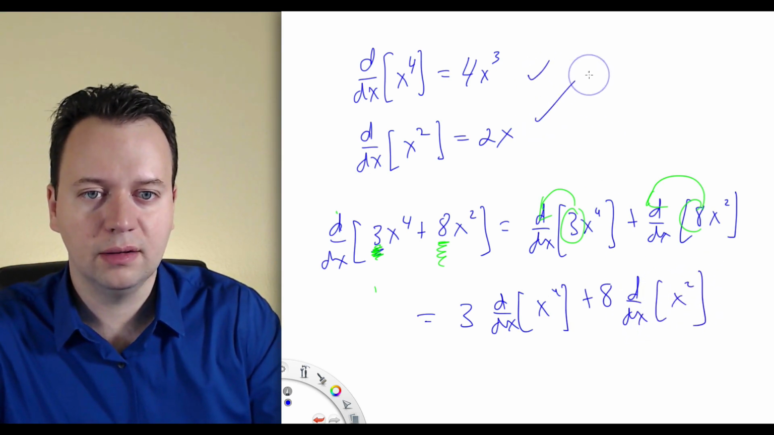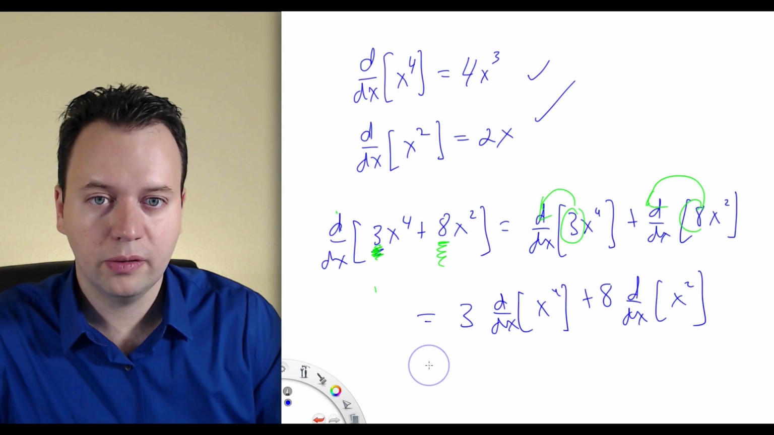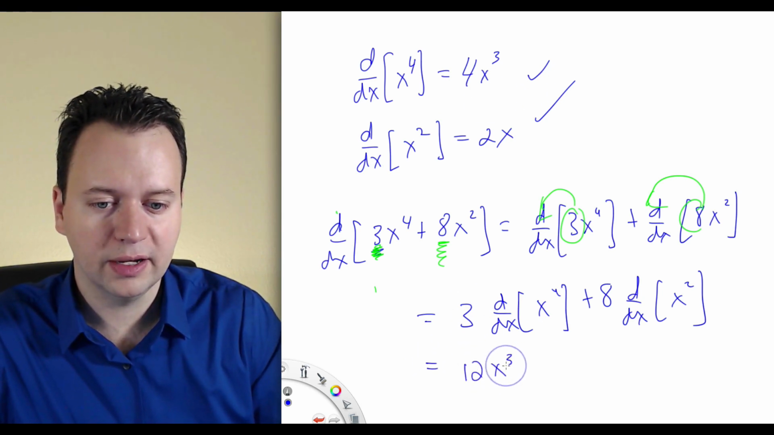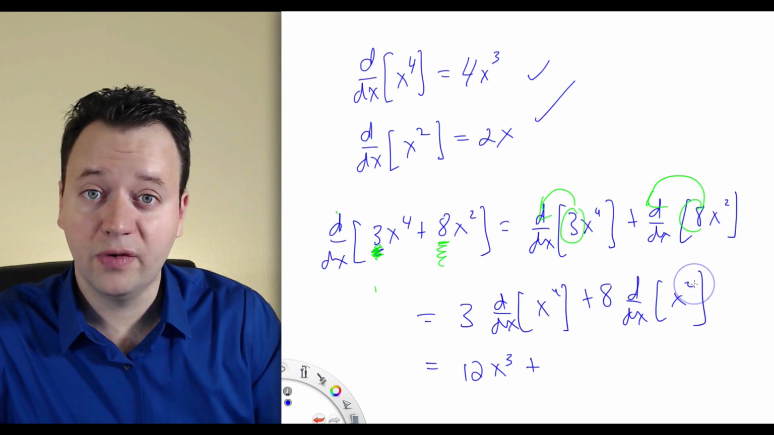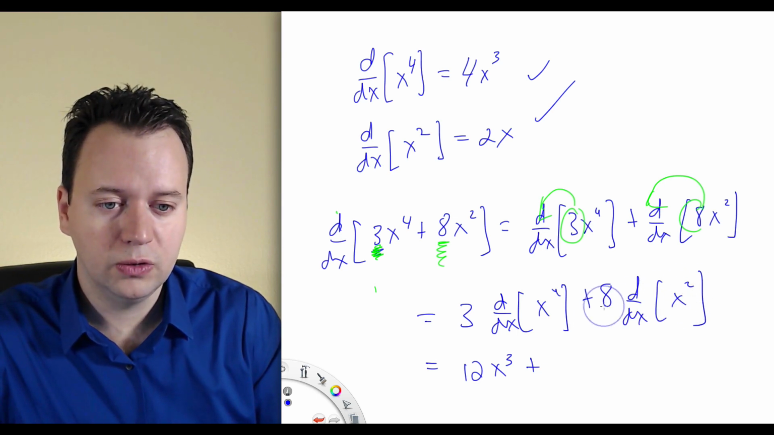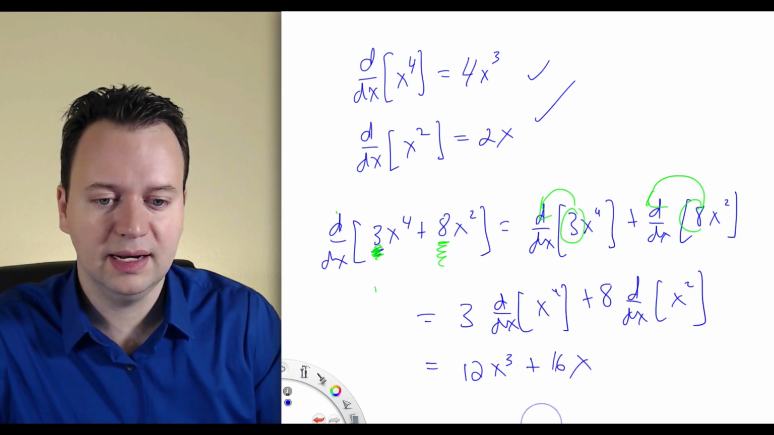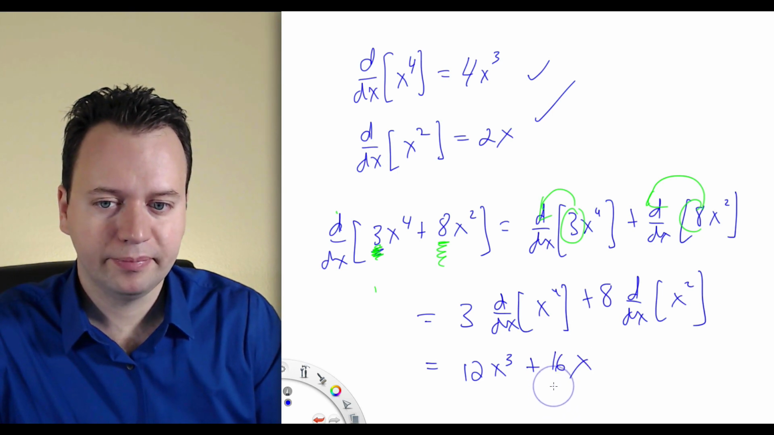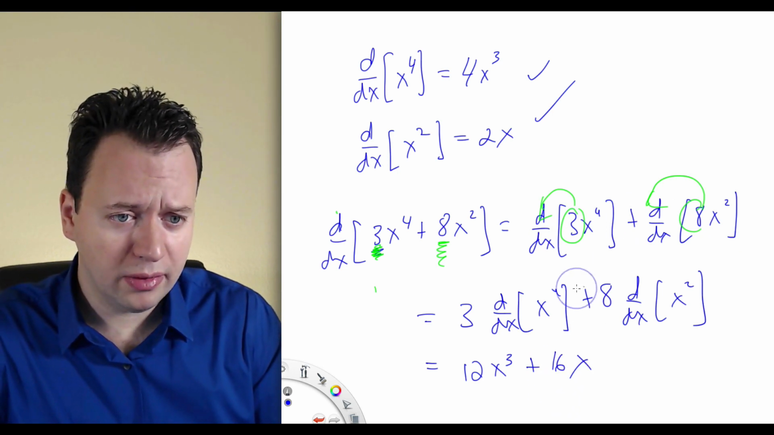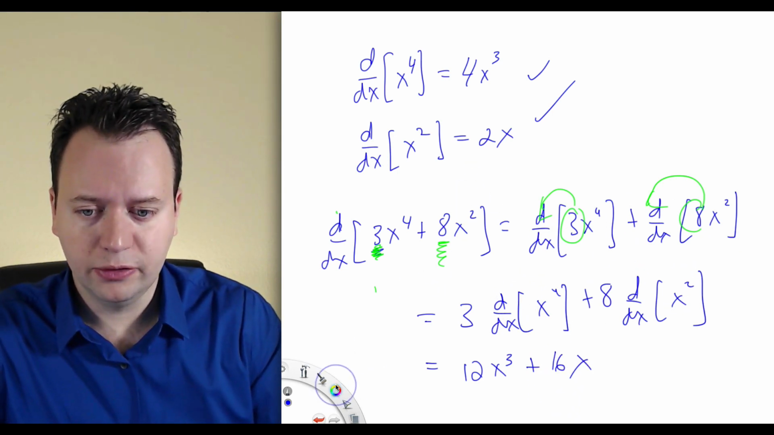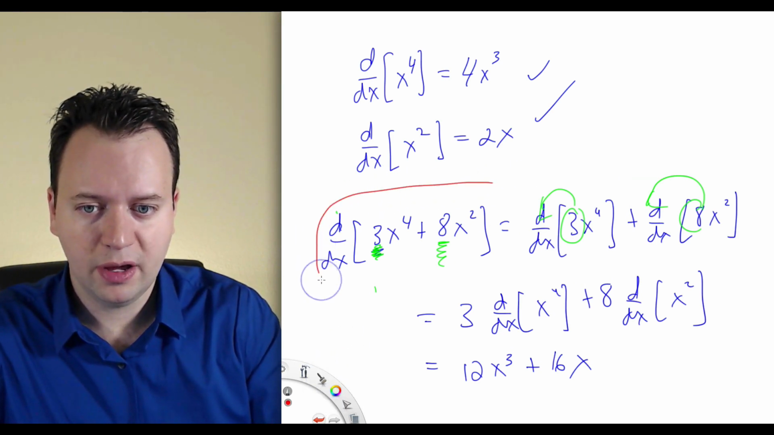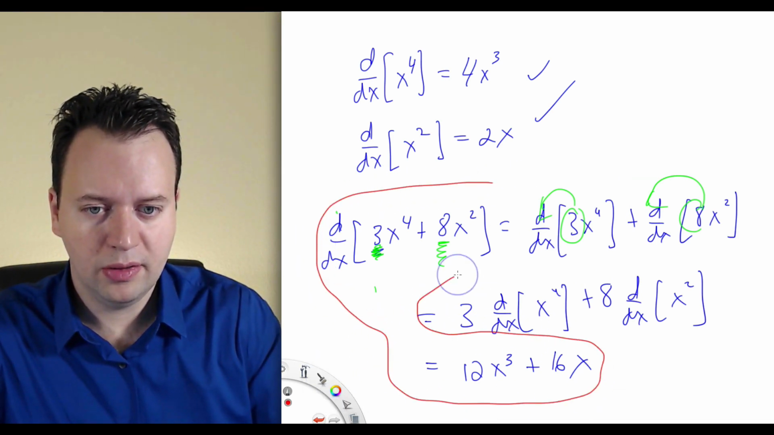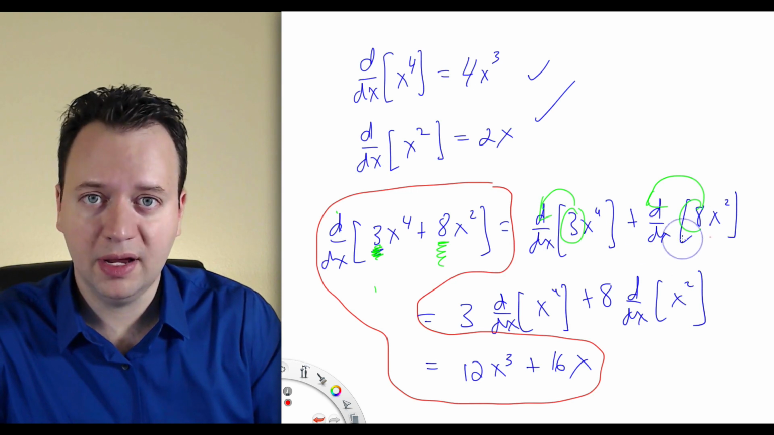Now, given the derivative of x to the fourth is 4x cubed, 4 times 3 is 12, so we get 12x cubed. And then the derivative of x squared is 2x, so 2 times 8 is 16, 16x like that. Now, normally I wouldn't write these two steps out. I would just go directly from here to there. But this is kind of what's happening in your head.